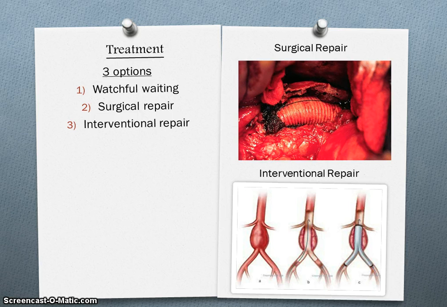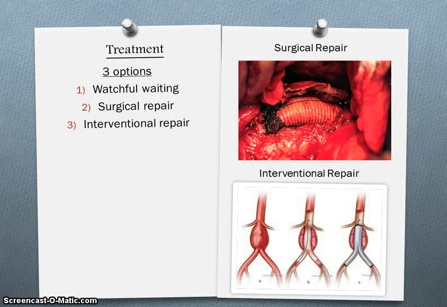The last is an interventional repair. This is for those who have increased risks such as heart failure, and it's for people who are in their 70s, 80s, those who aren't going to live another 20, 30 years, because with this procedure, they don't know how long these grafts last.